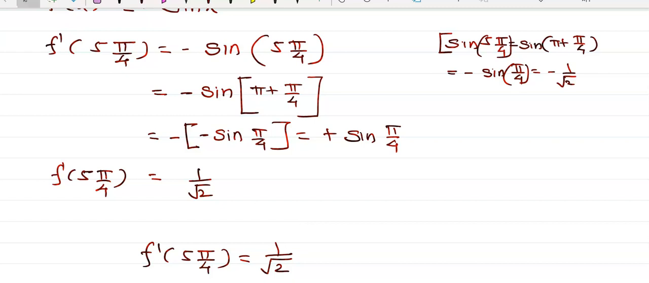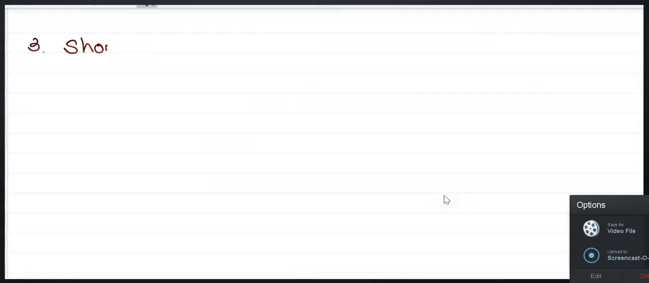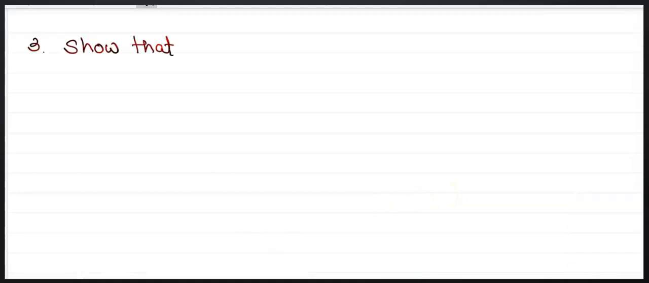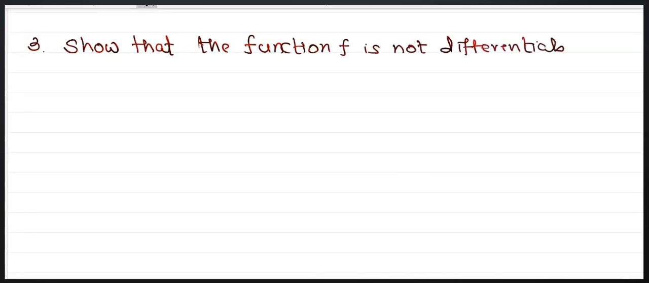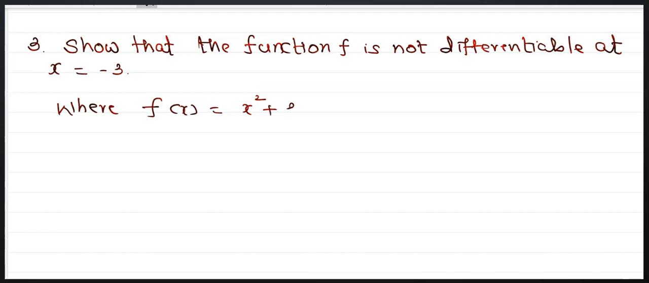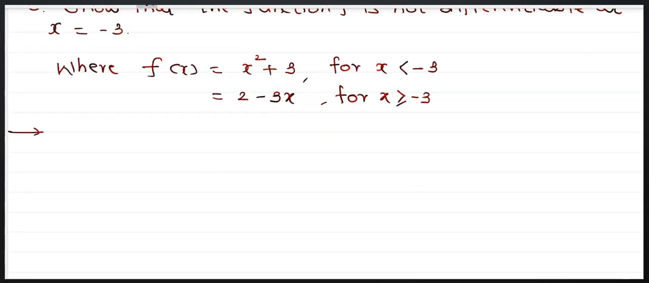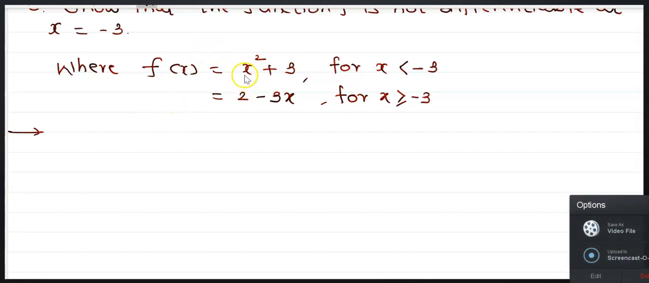Now the question number 3. Show that the function f is not differentiable at x is equals to minus 3, where f of x is equals to x square plus 2 for the values of x less than minus 3, and f of x is equals to 2 minus 3x for the values of x greater than or equal to minus 3. Now this is very important. As it is not differentiable, means what?